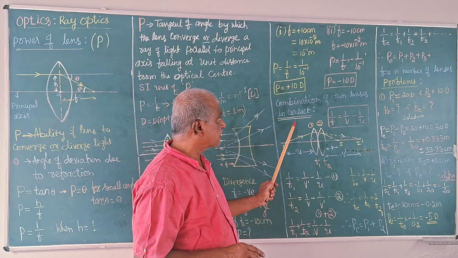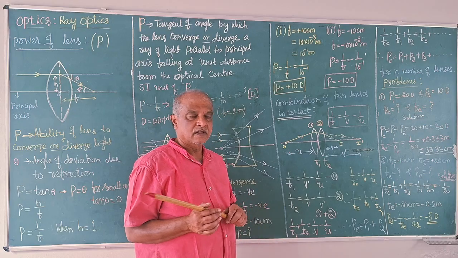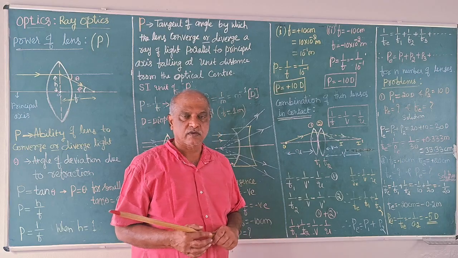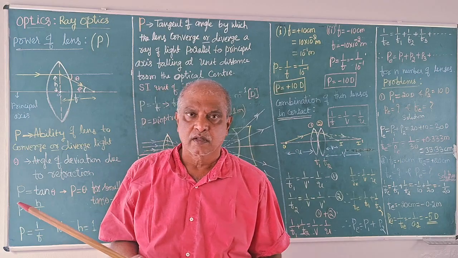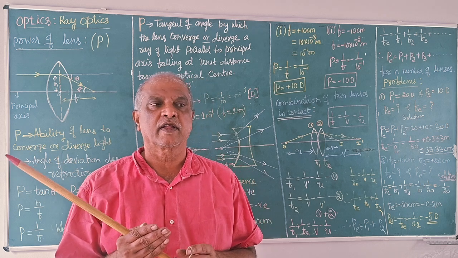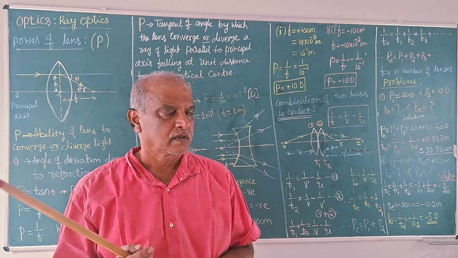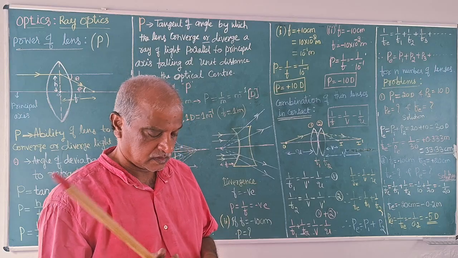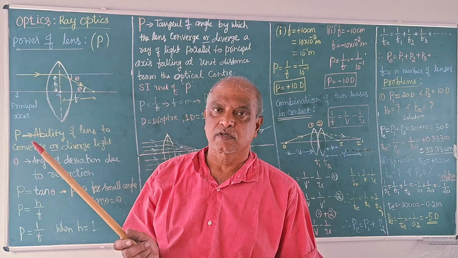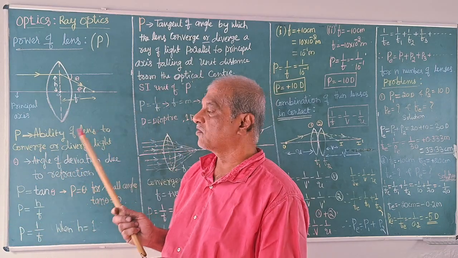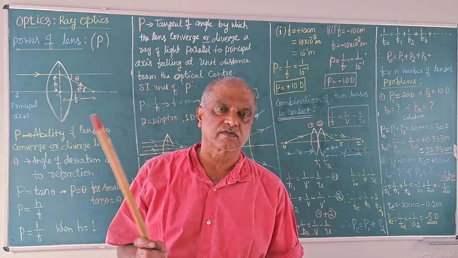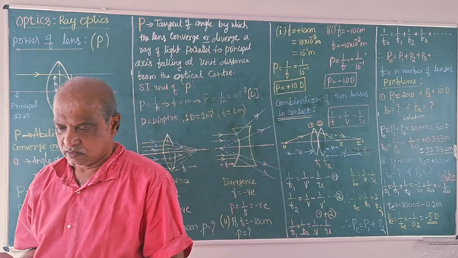Then it finds application in lenses like this. So this concept is used to find a suitable lens to correct the eye defect, whether it is myopia or hyperopia. So this is the concept we need to understand. It is the power of lens and its application. With this, you have completed the portion.